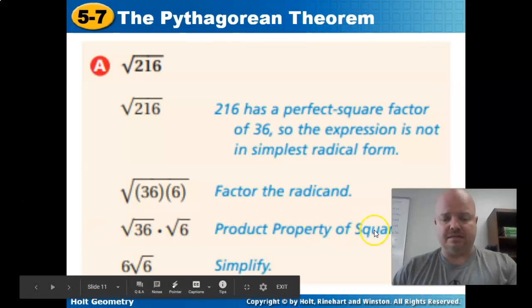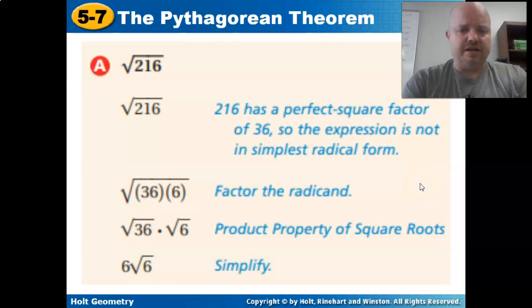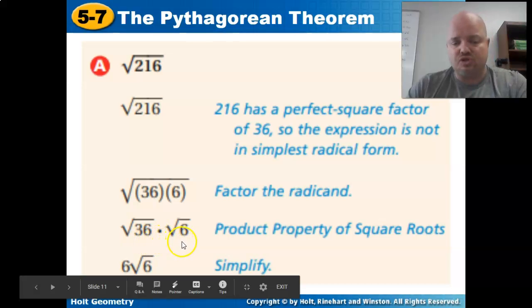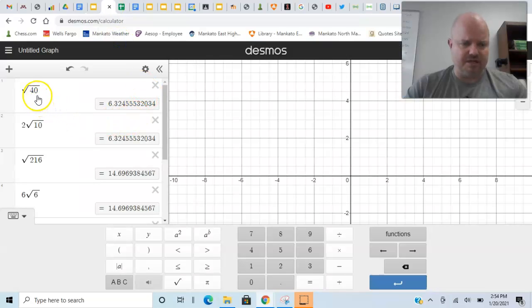I know you can't see this word down here. I'll move myself so that we can take care of that. But we're talking square root of 216. Well, the square root of 216 has a perfect square factor, and it is 36. So we are going to divide that out. We're going to turn the square root of 216 into the square root of 36 times the square root of 6. Why do we do that? So that we can take the square root of 36 and get 6. So this becomes 6 root 6. Now I'm going to exit out of here and go take a look at this problem on Desmos.